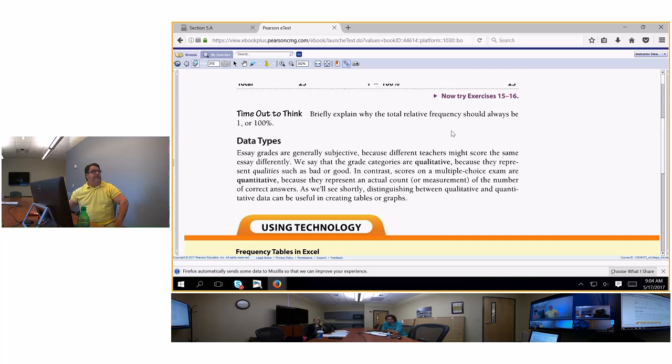Data types, another question on the standardized test. Qualitative and quantitative. All you've got to remember there is quality, not what? Quantity. If you remember the old saying, quality, not quantity, then you'll remember what those two are. Quality has to do with the aspects of the production. Quantity has to do with nothing but production.